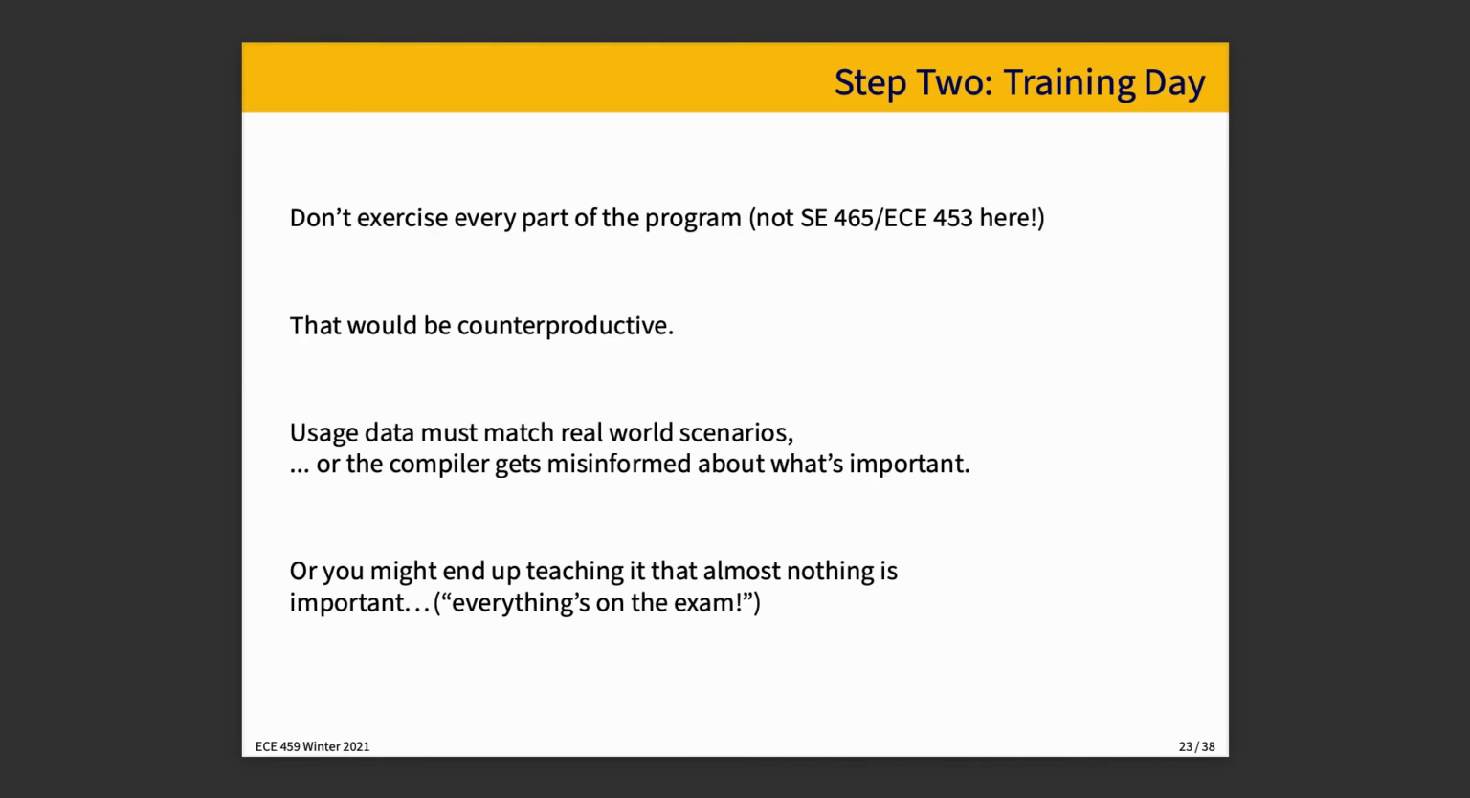Now, the other thing to remember is don't execute every single part of the program. This is not software testing. Your goal is not to try everything. The goal is to focus on what's important, because it would be counterproductive if you didn't focus and just tried everything equally. You're teaching the compiler that everything is important, which is the same as teaching it that nothing is important, right? You don't want to misinform the compiler about what makes sense, otherwise you don't get good outcomes.